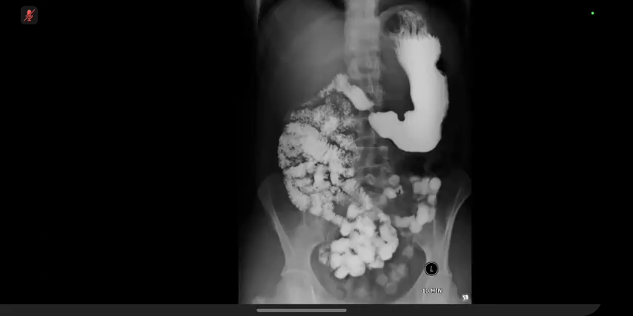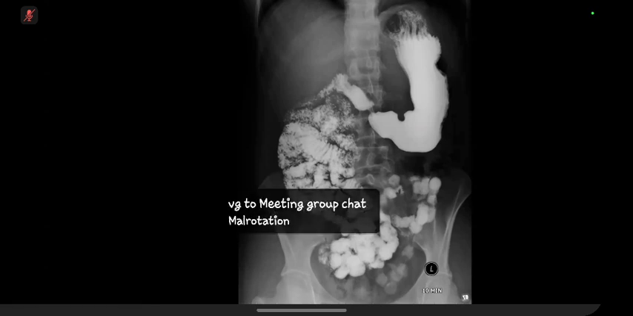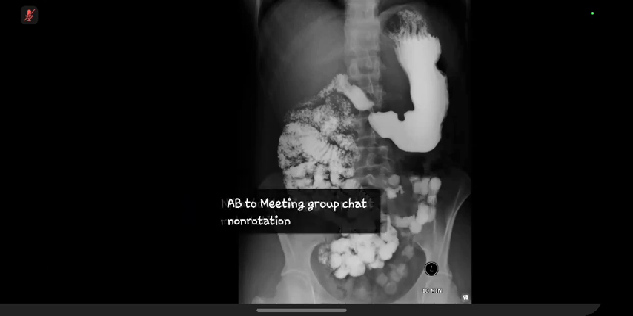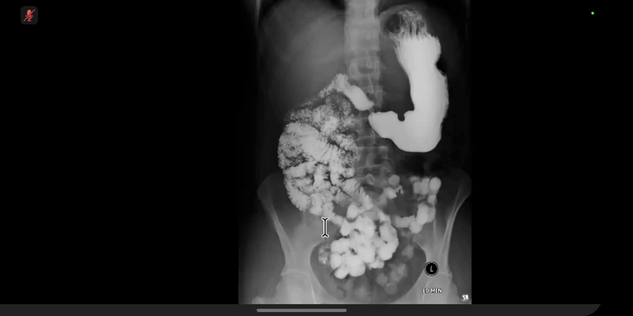Always look back at the original images if you're not sure what's going on. Okay, what have we got here in this patient with abdomen pain? Yeah, malrotation. Yeah, well done. So malrotation, this is a complete malrotation where the jejunum is in the right side of the abdomen.